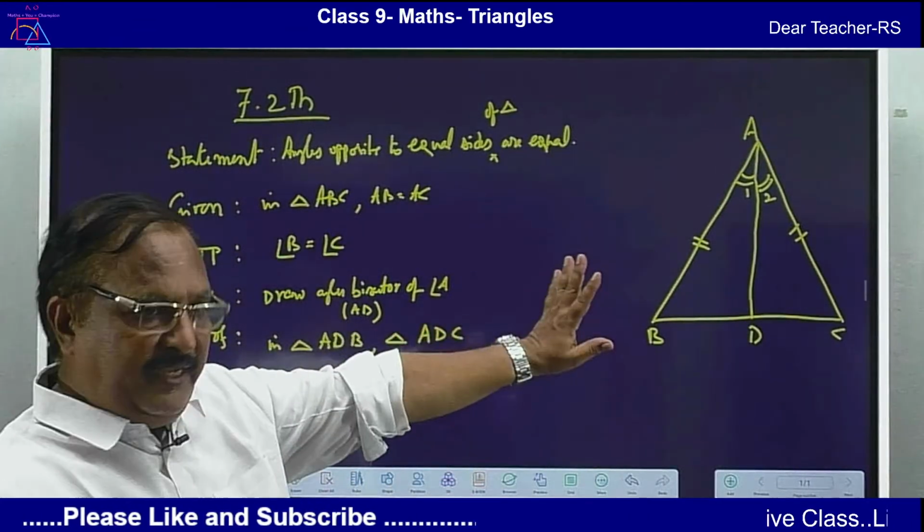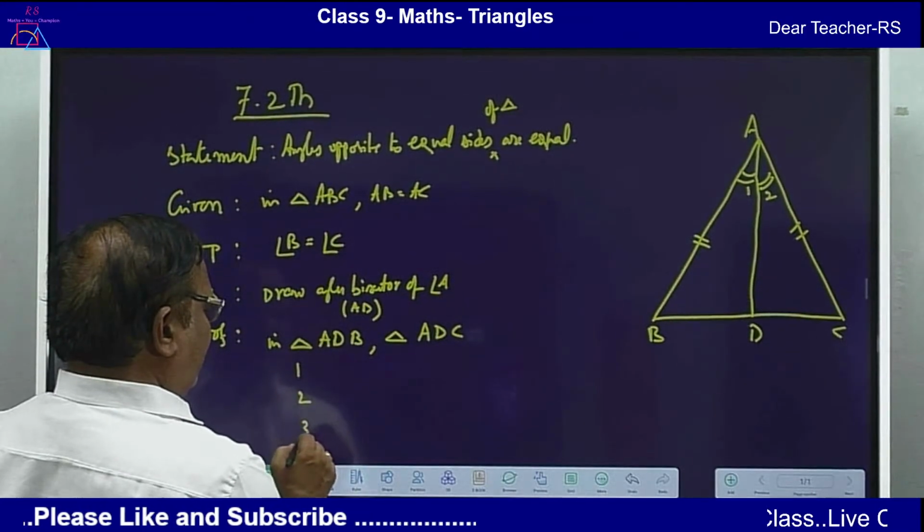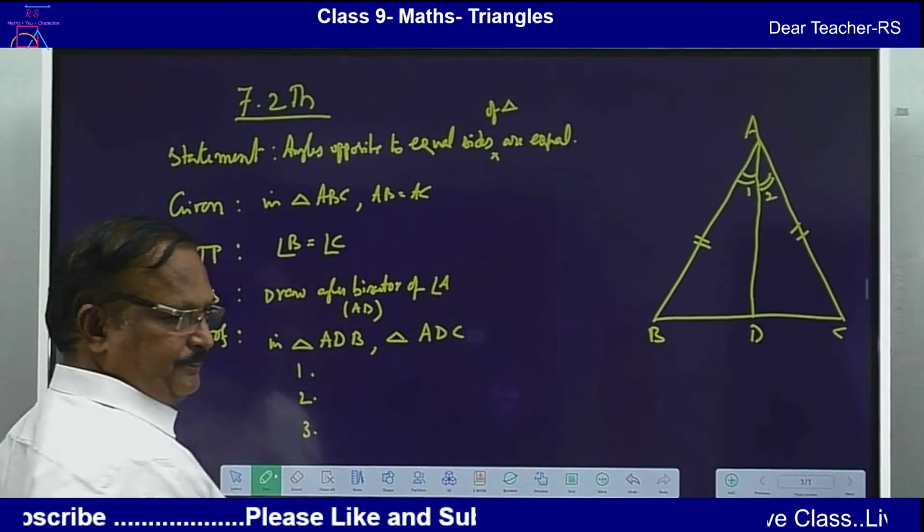So let us list out equal parts. Whatever we know as equal parts, let us list out. అంటే మనకి ఏవైతే తెలుసునో అవన్నీ మనం లిస్ట్ అవుట్ చేసేద్దాం.